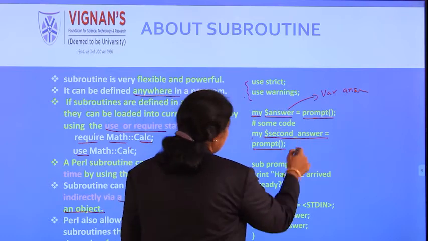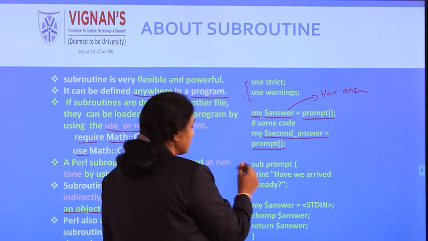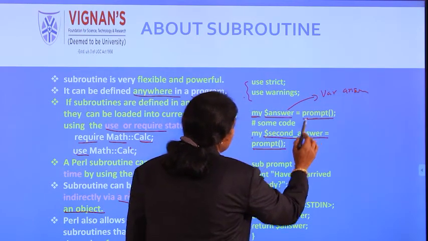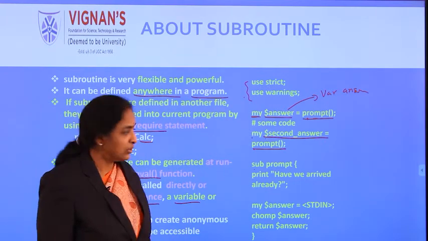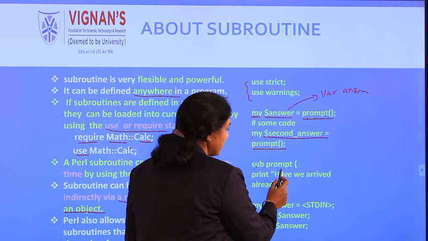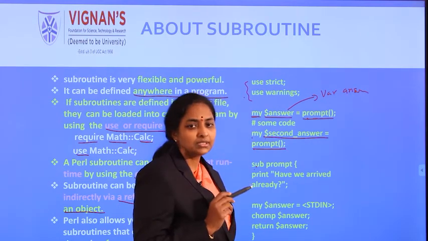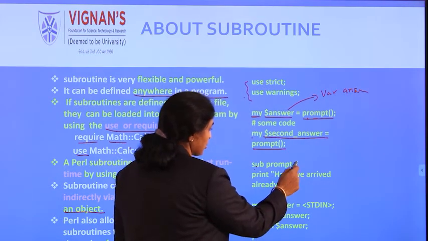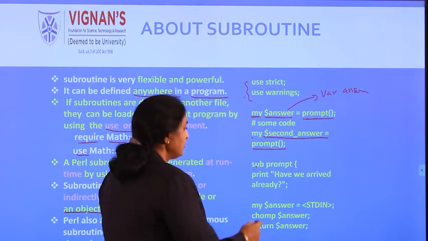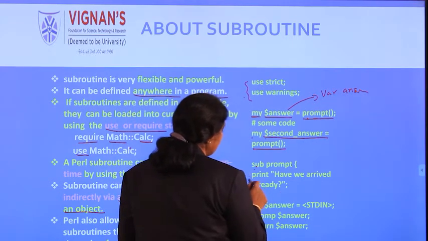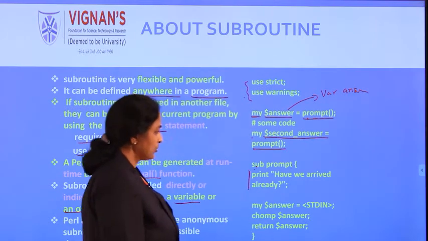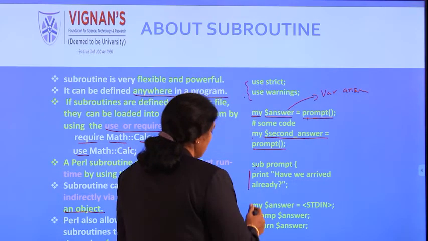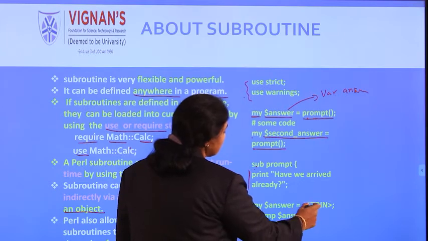Now coming to the definition of that. Sub prompt: sub is the keyword, prompt is the name of the function. With the help of the function call we clearly understood that the name of the function is prompt. Now we start writing the block. Open brace, print, have we arrived already? This is one statement we are writing inside the function, the print statement. Coming to my answer is equal to STDIN.